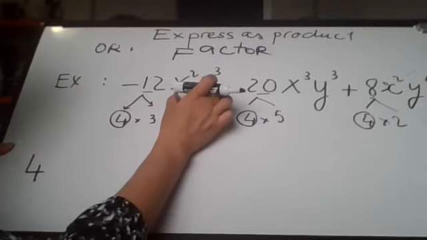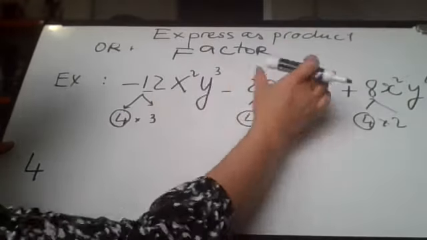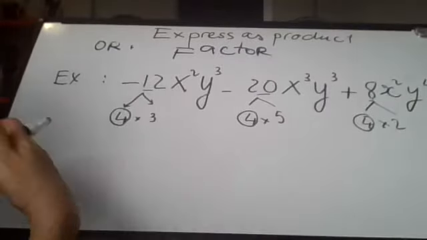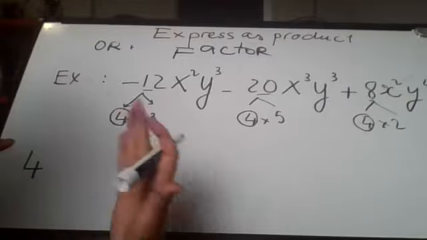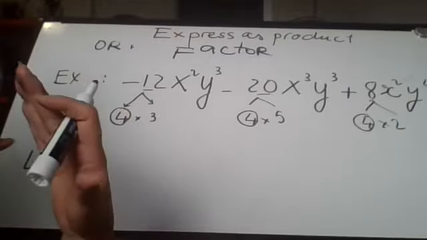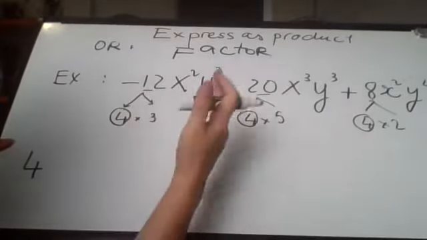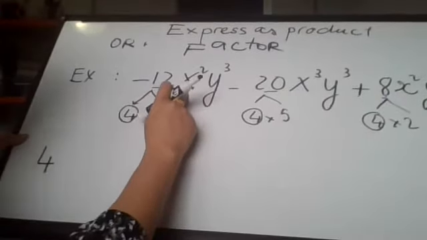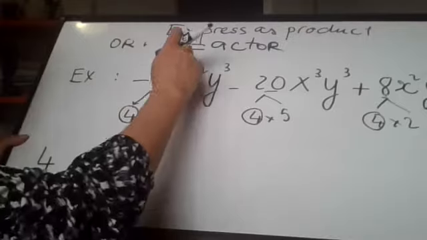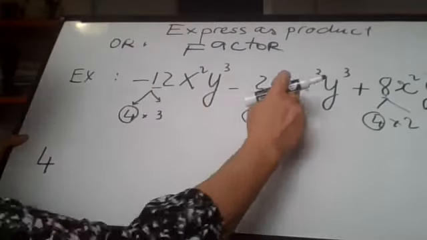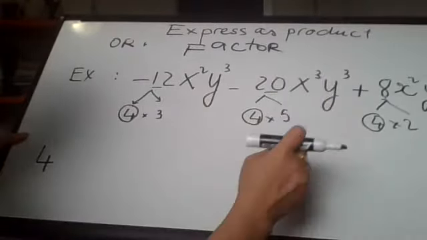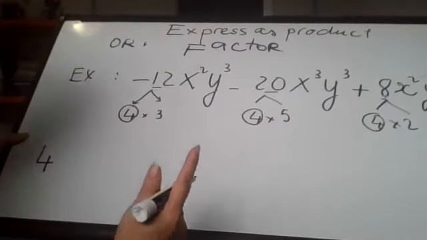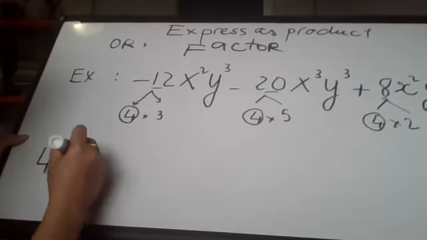Now I'm going to look at the letters in common. We have both x and y. In the first term, second term xy, third term xy. So no problem. We can pull out both letters x and y because they are all common in the 3 terms. But we have to look at the power for x first. The least power for x is x squared, because this is x cubed and this is x squared. So the least power is x squared. So we're going to pull out x squared.